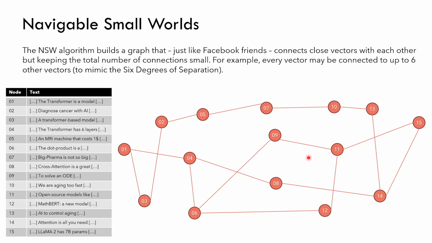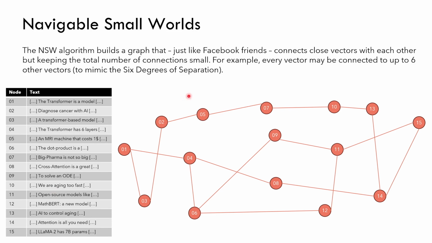So let's see what this Navigable Small Worlds is. Now, the Navigable Small Worlds algorithm builds a graph that, just like Facebook friends, connects close vectors with each other, but keeping the total number of connections small. For example, every vector may be connected with up to 6 other vectors, to mimic the 6 degrees of separation. For example, imagine we have a very small database with only 15 vectors, each one representing a particular sentence that we retrieved from our knowledge source, which could be documents or web pages.